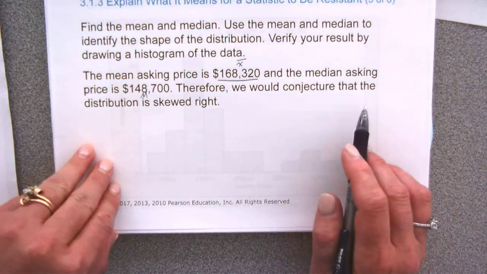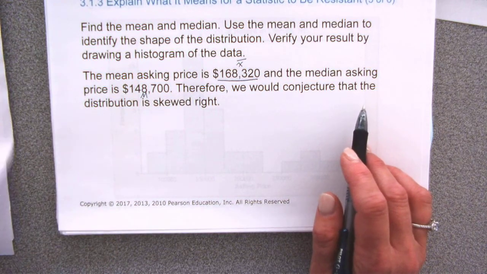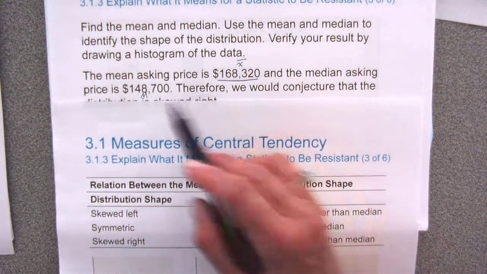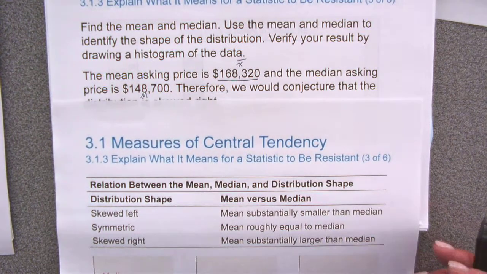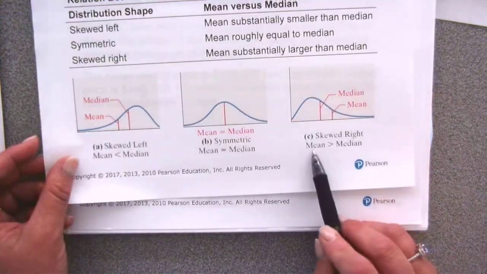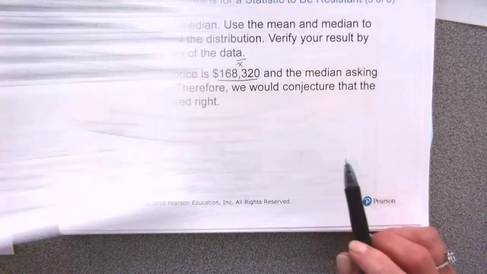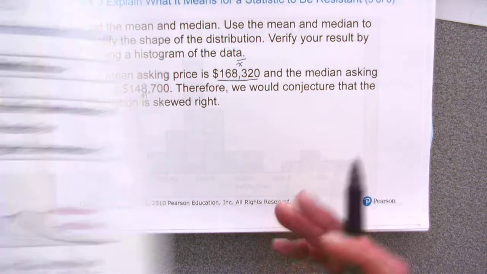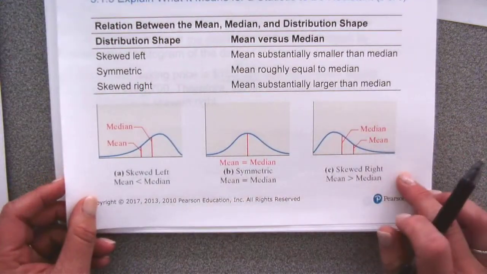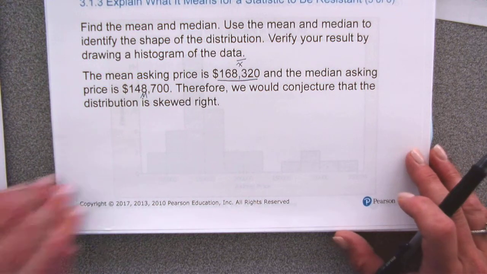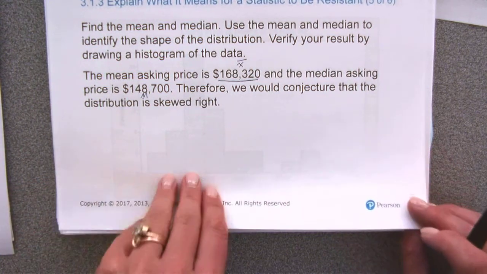Therefore, we would conjecture that the distribution is what? Which one's bigger, the mean or the median? The mean is bigger than the median. So if the mean is bigger than the median, then we would say that it's skewed right. Okay, so see how you use that information? That's why this one is really important. Okay, so be sure and look at those and write them on a note card and study those.